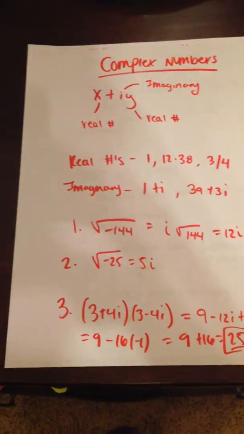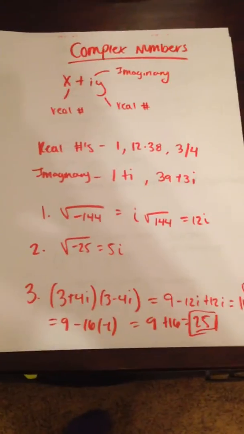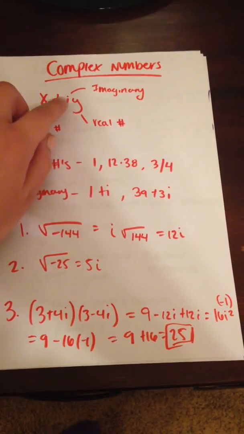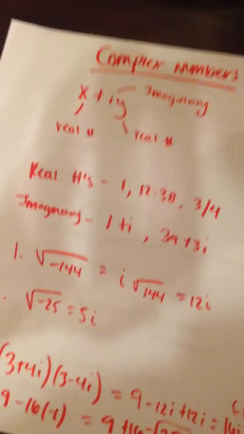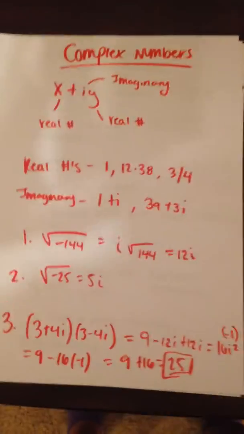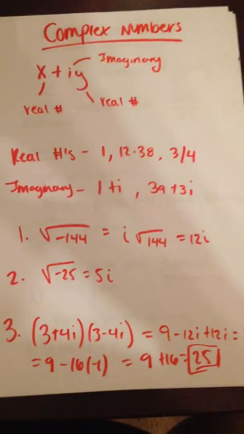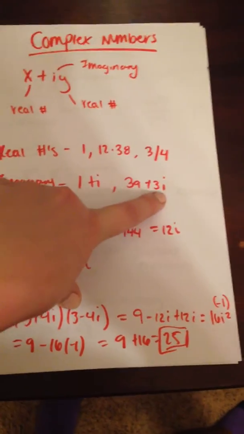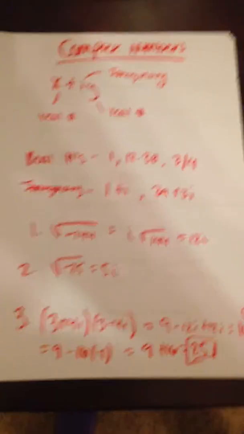The next thing I'll be talking about is complex numbers. This was kind of a harder, more difficult concept for me to grasp. And how complex numbers are set up is x plus yi. X and y are real numbers and i is imaginary. Real numbers are just like 1, 12.38, 3/4, so just numbers that are common, and imaginary numbers are like 1 plus i or 39 plus 3i. The i in there is imaginary numbers, which means it doesn't really exist. Like imaginary doesn't exist.